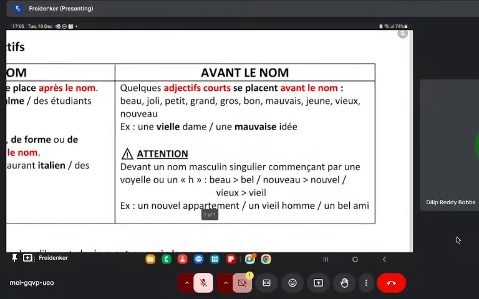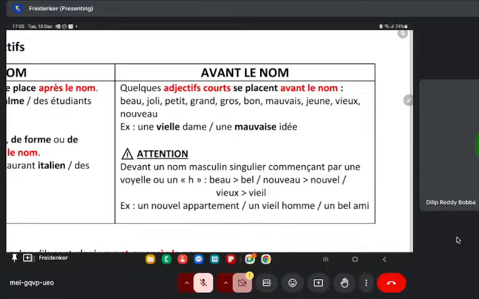So before the noun, avant le nom. So this is like if the size of the adjective is small, then usually you place it before the noun. So they gave you some examples. Beau is handsome, joli is pretty, petit is small, grand is tall, gros is fat, bon is good, mauvais is bad, jeune is young, vieux is old, nouveau is new.